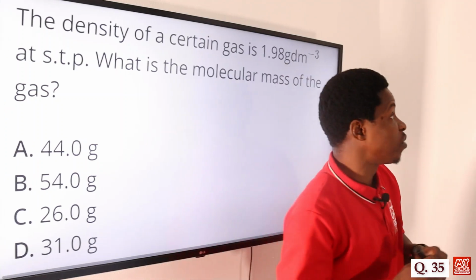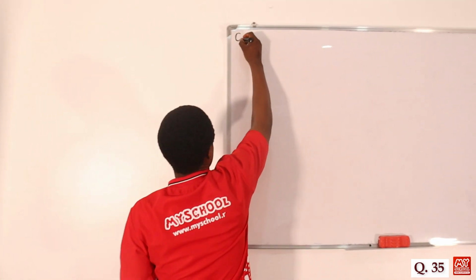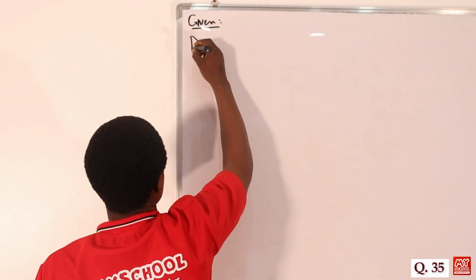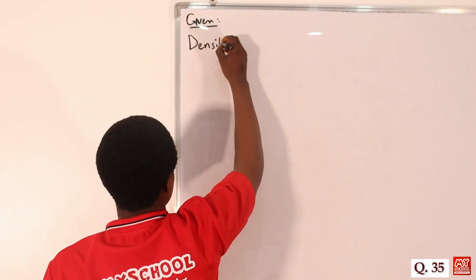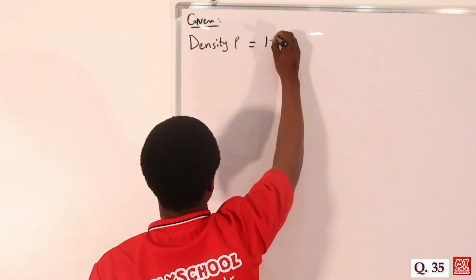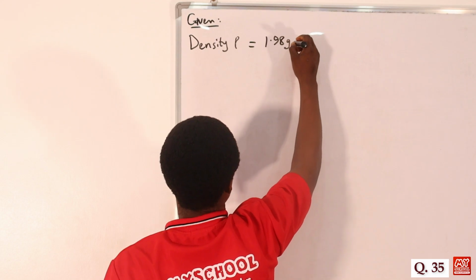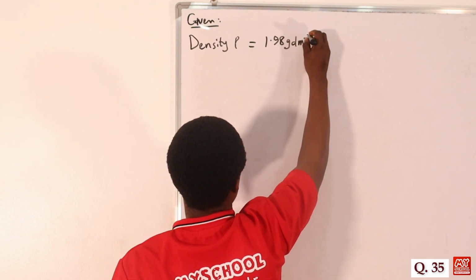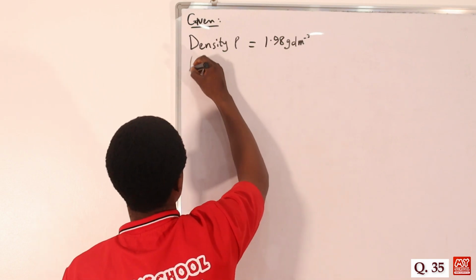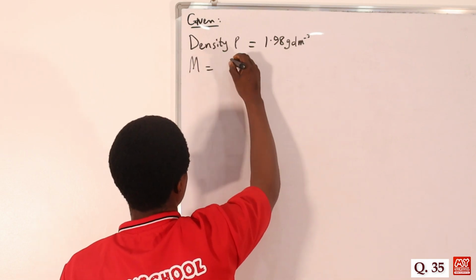Let's go to the board. We're given the density, usually we use rho for the symbol, which was given to be 1.98 gram per dm cube, at STP. So what are we looking for? Molecular mass.